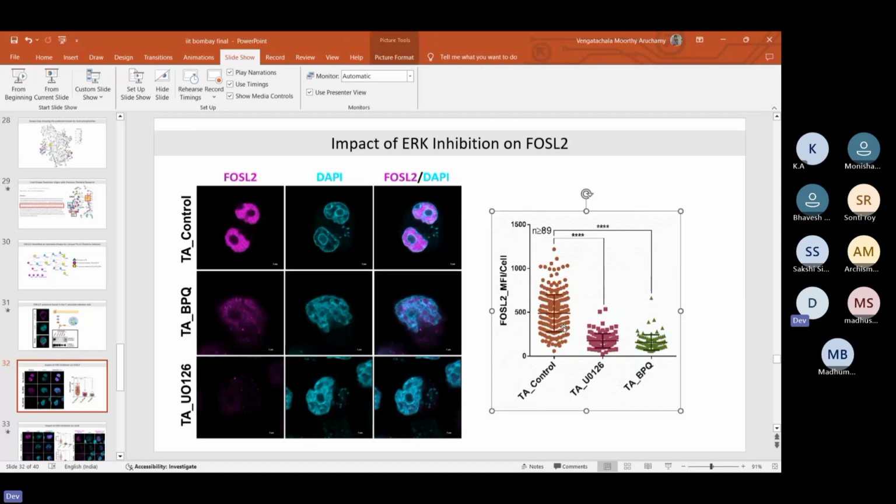This particular graph represents the quantification of these immunofluorescence images. In all our data, we have taken at least 50 cells, or here more than 90 cells, in each condition. When we did the analysis, we found a significant reduction of FOSL2 expression in the infected samples upon parasite clearance as well as U0126 treatment.